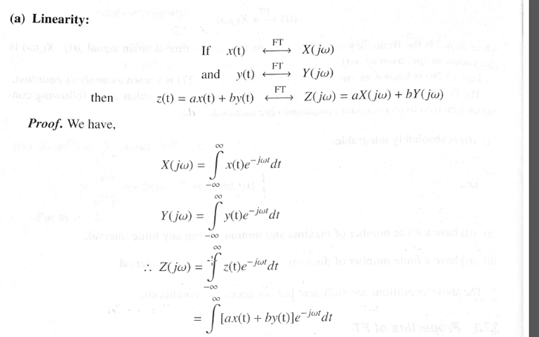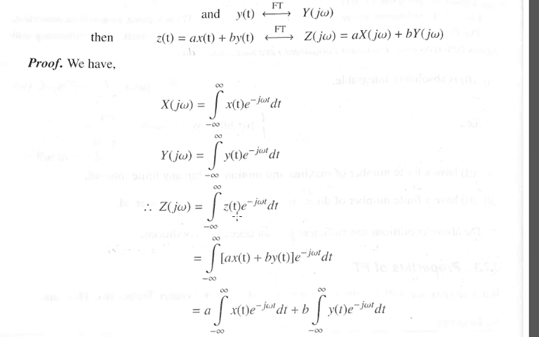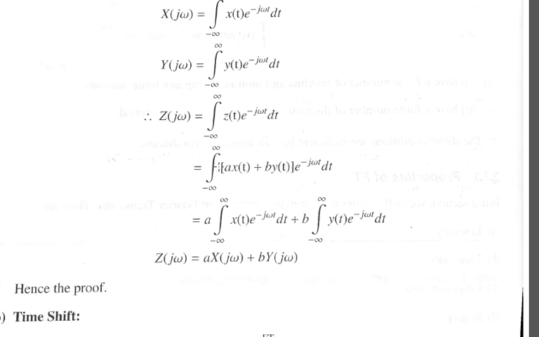And Z of j omega is also given with this. Now we substitute z of t as this one. When we substitute, we know the multiplication is distributive. This e raised to minus j omega t gets applied to all these terms, and even integration we can apply to both of these terms. So these equations would be in this fashion, and a into this factor, this totally represents x of t e raised to minus j omega t, which represents X of j omega, and the other one, b into this, represents Y of j omega. So that's the linearity proof.